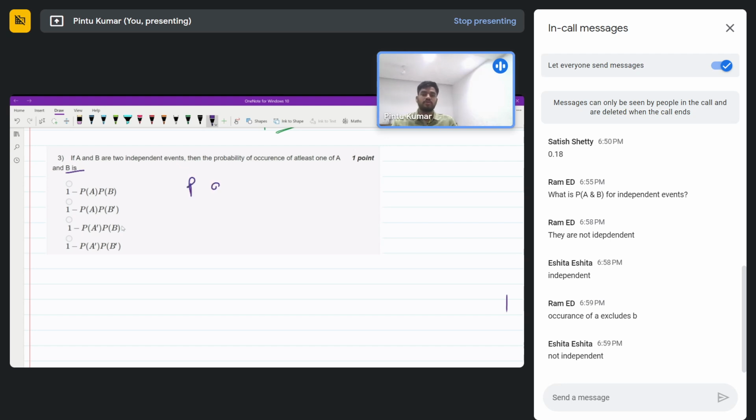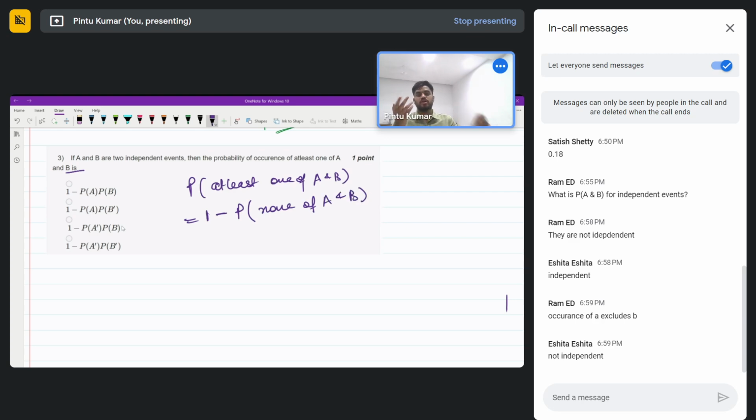This question is the probability of at least one of A and B. So this would be 1 minus the probability of none of A and B.